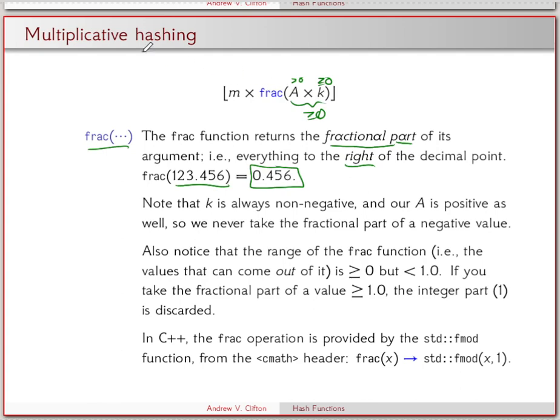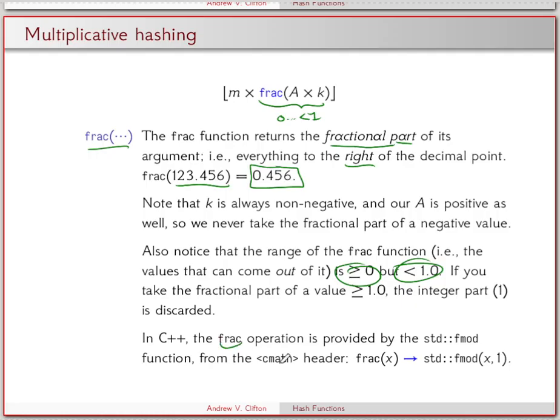So what can you get out of the frac function? Well, you can get out a 0. If you plug in a 0, you get out a 0, so you can get out a value starting at 0, but you never get out a value larger than 1. If you plug in 1.0, you get out the 0.0 part of it. So you get values that are greater than or equal to 0, but less than 1.0.